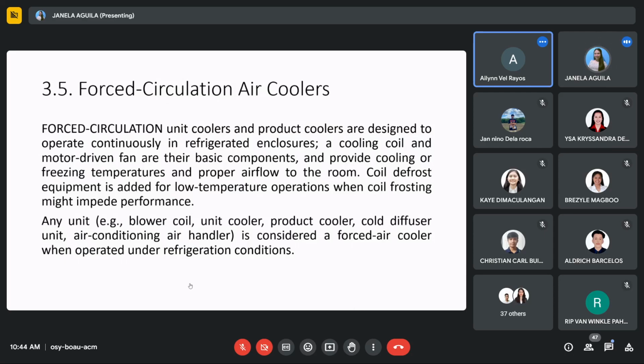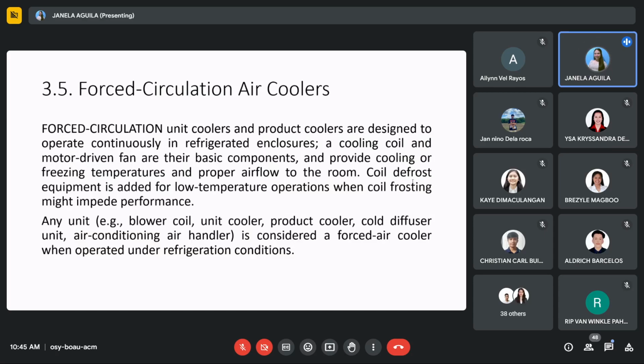Okay po. Okay na. First, circulation air coolers. So, first, circulation unit coolers and product coolers are designed to operate continuously in refrigerated enclosures. A cooling coil and motor-driven fan are their basic components and provide cooling or freezing temperatures and proper airflow to the room. Coil defrost equipment is added for low-temperature operations when coil frosting might impede performance. Any unit, for example, blower coil, unit cooler, product cooler, and cold diffuser unit, air conditioning air handler, is considered a forced air cooler when operated under refrigeration conditions.